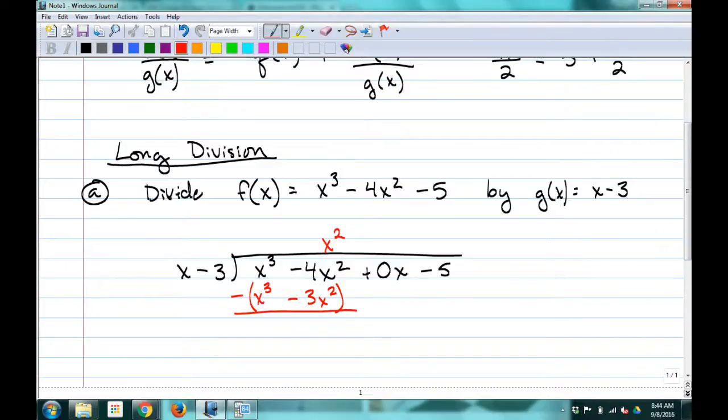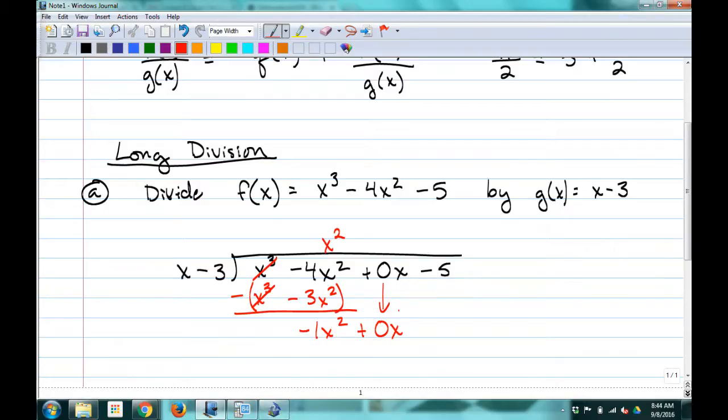X cubed minus x cubed, that's going to cancel out. That should cancel every single time. Okay, so that's canceling out. And then we have negative 4 minus negative 3. It'd be negative 1, right? Yeah, negative 1x squared. I like putting the 1 there. And then I'm going to bring down the next term. It's a 0x, but I'm bringing it down anyway.